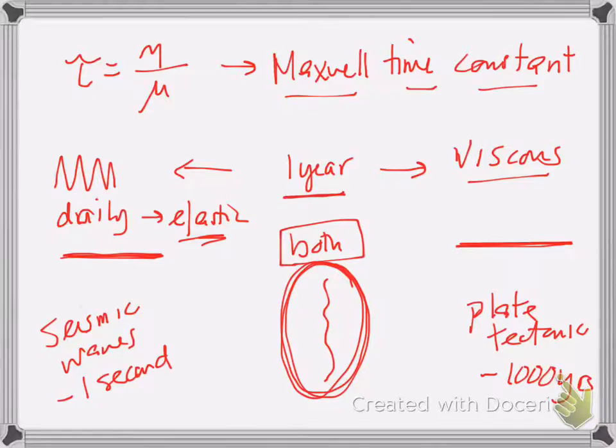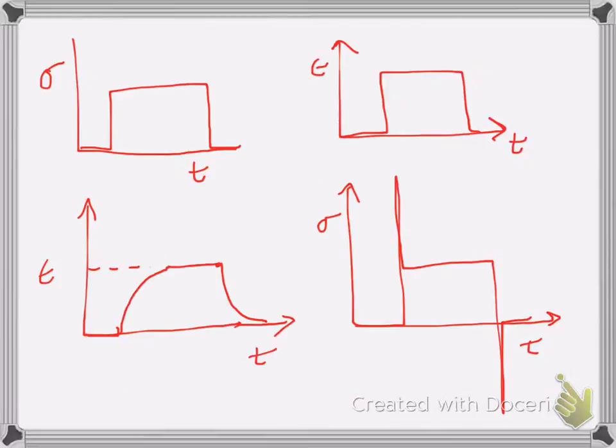And every material will have a different time constant. Some might have a time constant of a few minutes. Some might have a time constant of decades to hundreds of years. But you can figure out the time constant by looking at the ratio of the material properties. So this is still that Voigt model where we have the two elements in parallel, the same ones that we were just talking about.